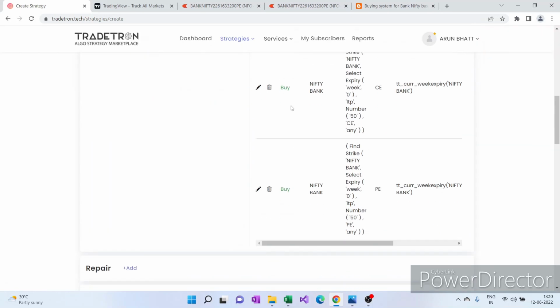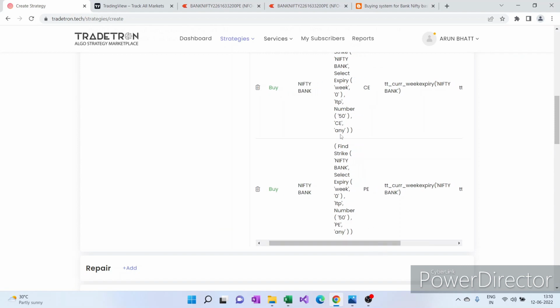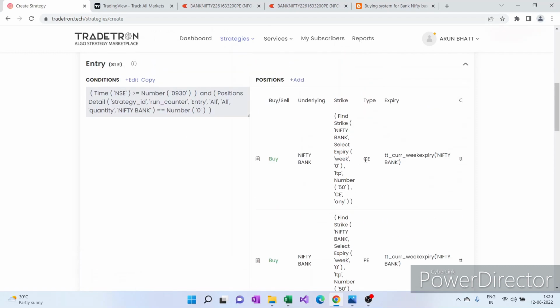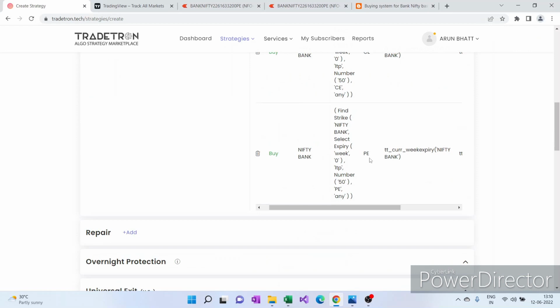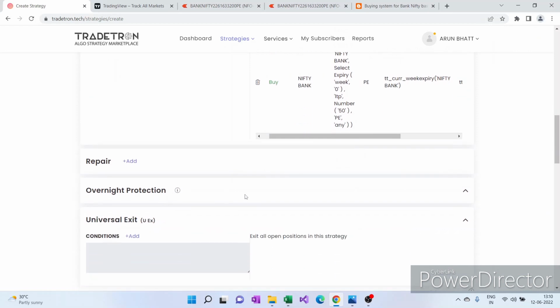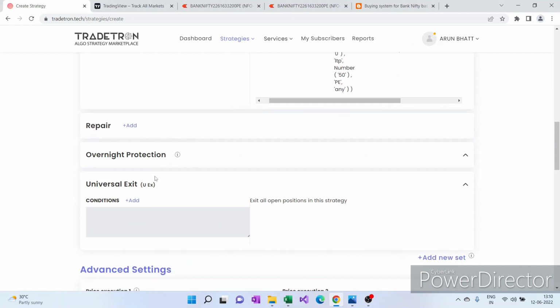So now you can see I bought one Bank Nifty CE option, and in CE you can see the formula is to get any option which is trading near 50, and this is the P leg. So C leg is set 1, leg 1, and P leg is set 1, leg 2. Now we'll be exiting from this position as soon as we take it.